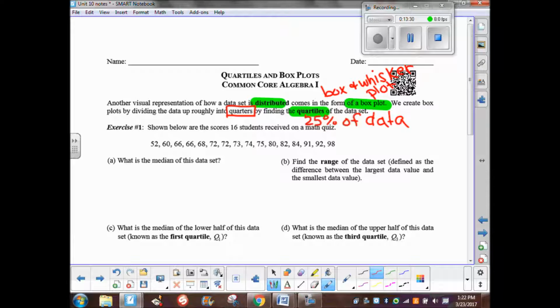Shown below are the grades that 16 students got on a math quiz. What is the median for this set of data? When you find the median, the numbers must be in what order? They must be in order, least to greatest. So to find the median, put them least to greatest, and the median is the middle.